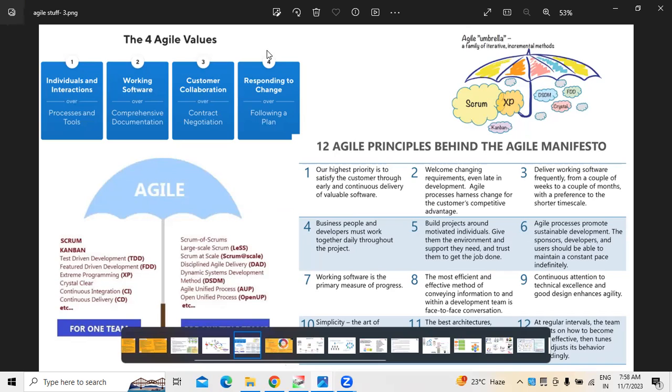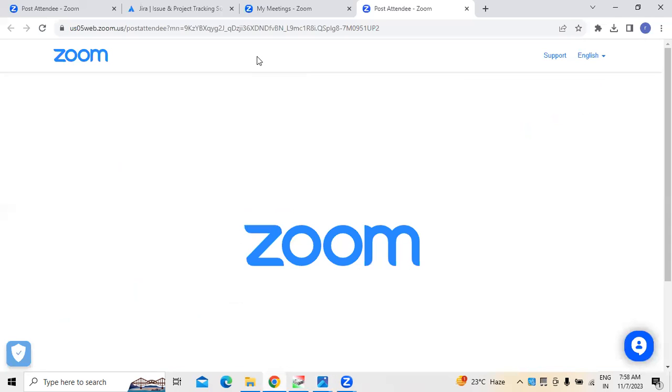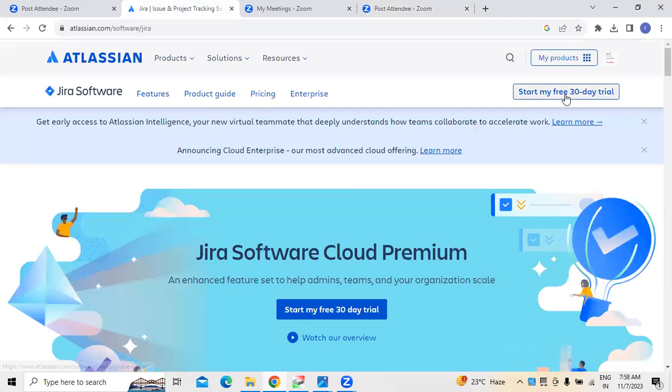Should we download Jira and keep it for tomorrow? You don't need to download it. It's a cloud version. You can simply register using your Gmail account and keep it with you.